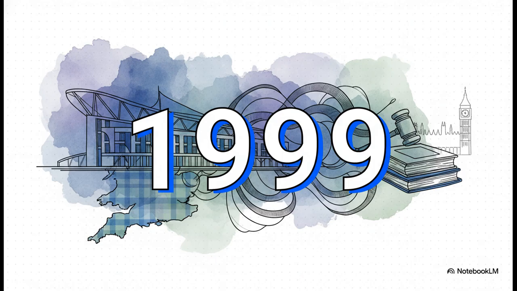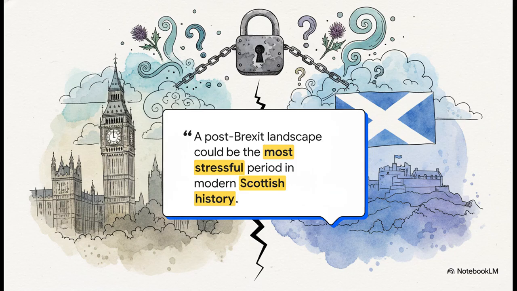This process, known as devolution, transferred major domestic powers, things like education and health, right back to Scotland. It was a massive watershed moment, profoundly altering the power dynamic between Edinburgh and London. However, this new political landscape faced a massive shock with the UK's vote to leave the European Union. While the UK as a whole voted for Brexit, a clear majority in Scotland actually voted to remain.